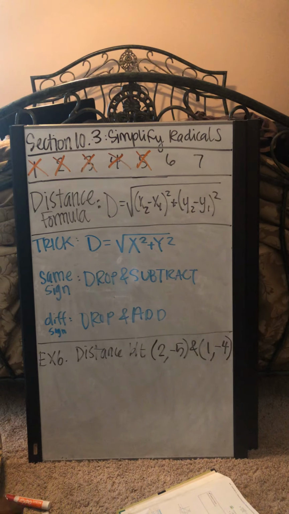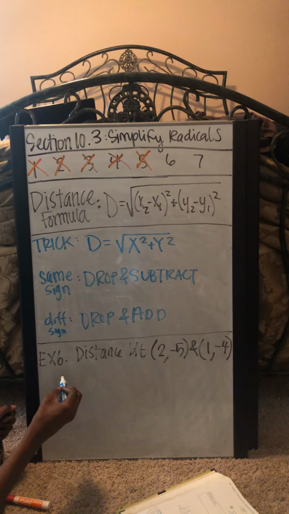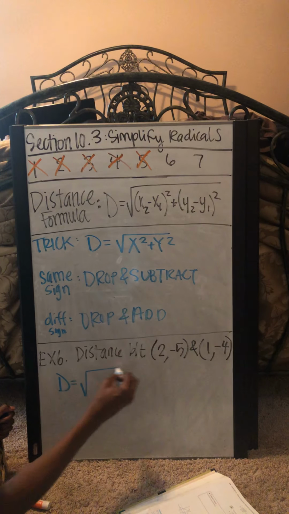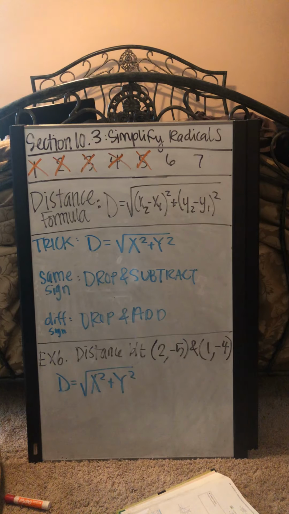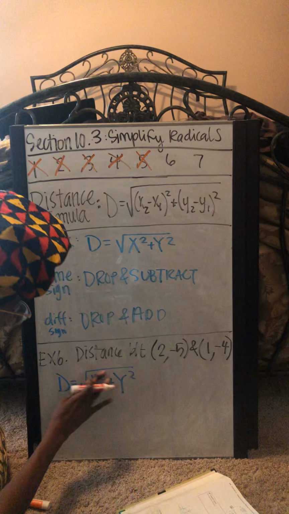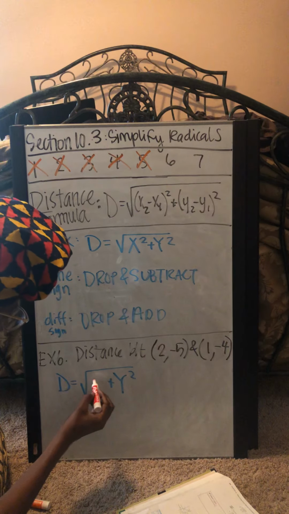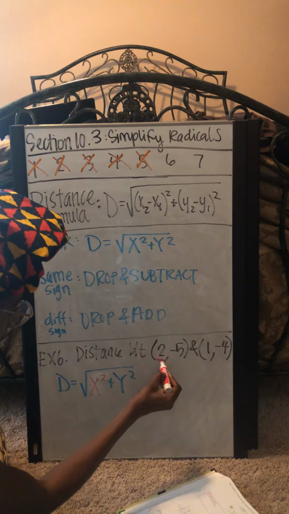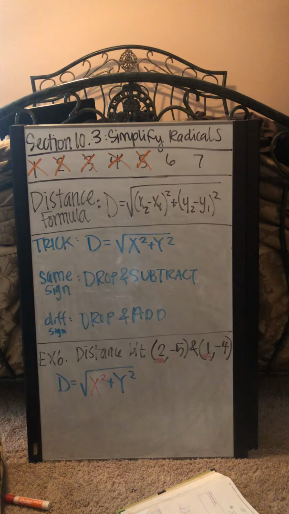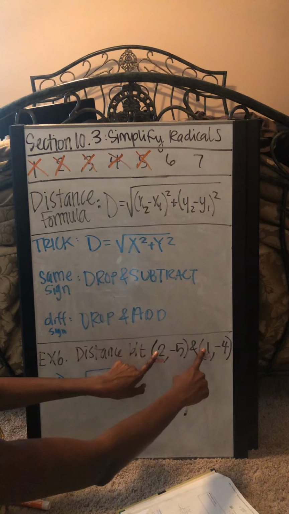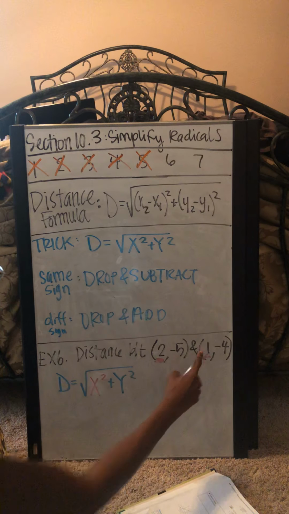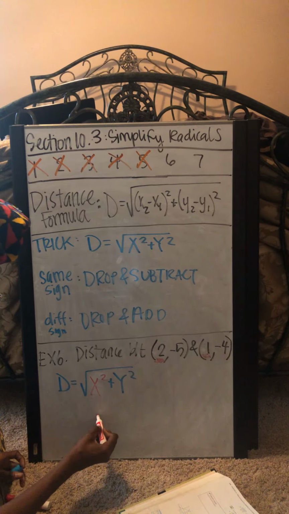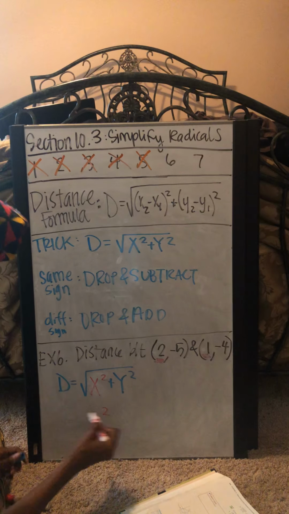So let's look at this first example. If we're doing it the trick way, we know that d is equal to the square root of x squared plus y squared. So let's look at our x's first. Our x is 2 and 1. So we have a positive 2 and a positive 1. So they're both the same sign. So same sign means drop the signs. There aren't any signs to drop, so that's fine. And subtract. So 2 minus 1 is 1. So we have 1 squared. Okay?